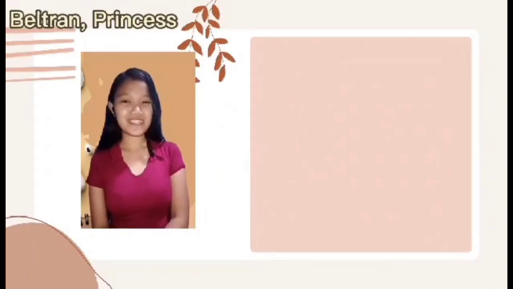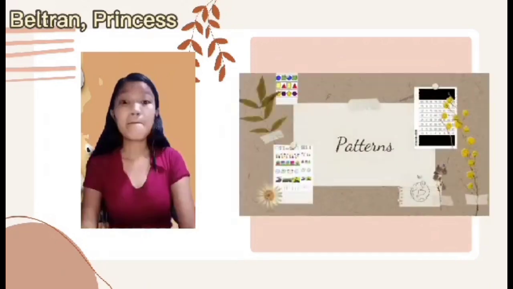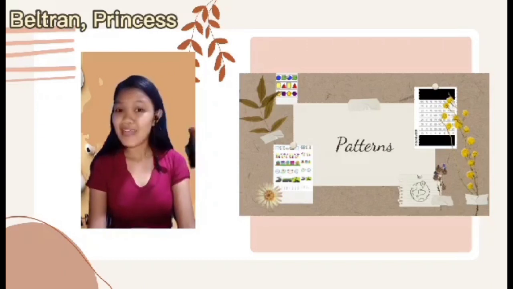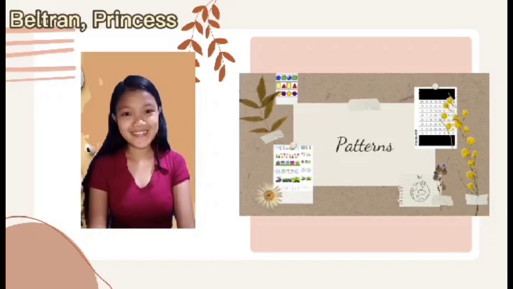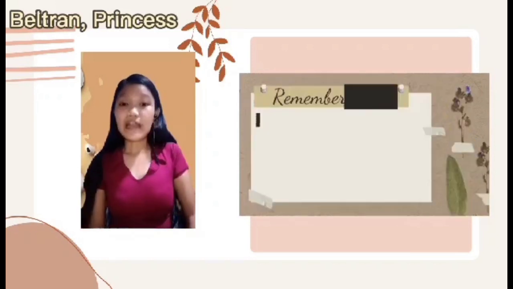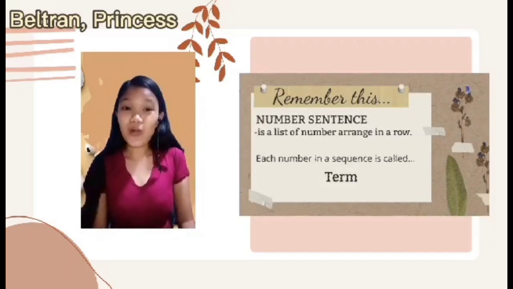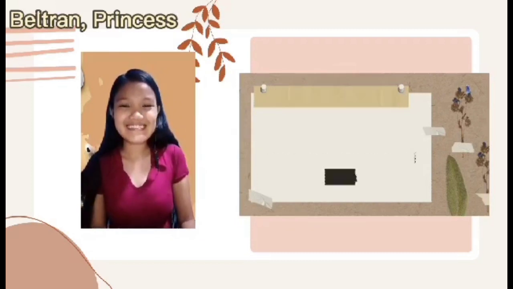Hello everyone, I am Princess Bertrand, and after my discussion, you will learn to predict what number comes next in a series of numbers. Patterns are all around us. It could be repeated items, shapes, images, or even numbers. And so, remember this. A number sequence is a list of numbers arranged in a row. And we call each number in a sequence a term, okay?